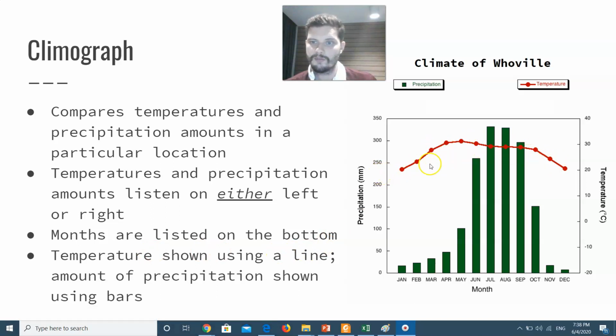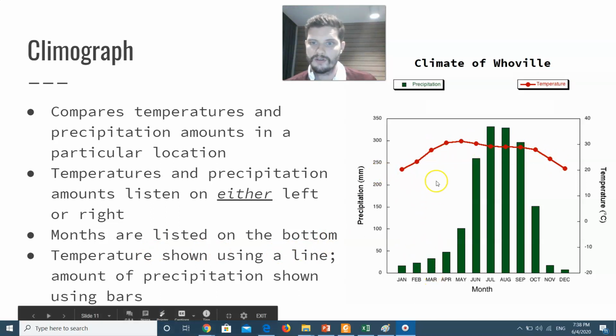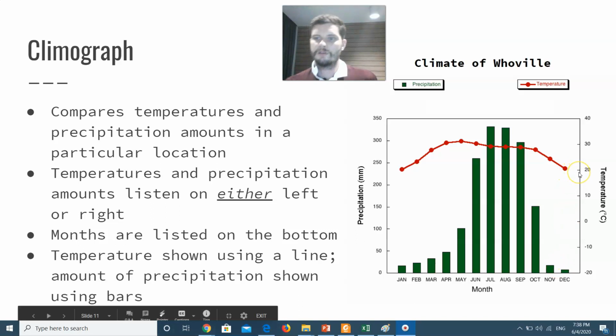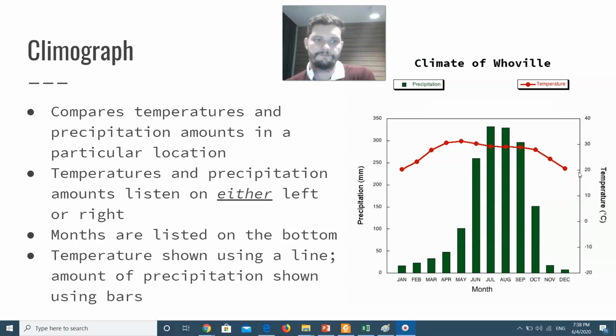This line indicates temperature. So if we go to March, the temperature in Whoville in March is about maybe 28 degrees Celsius, and then in August it's about the same. However, in December we can see that the temperature drops to about 20 degrees Celsius on average for that month.